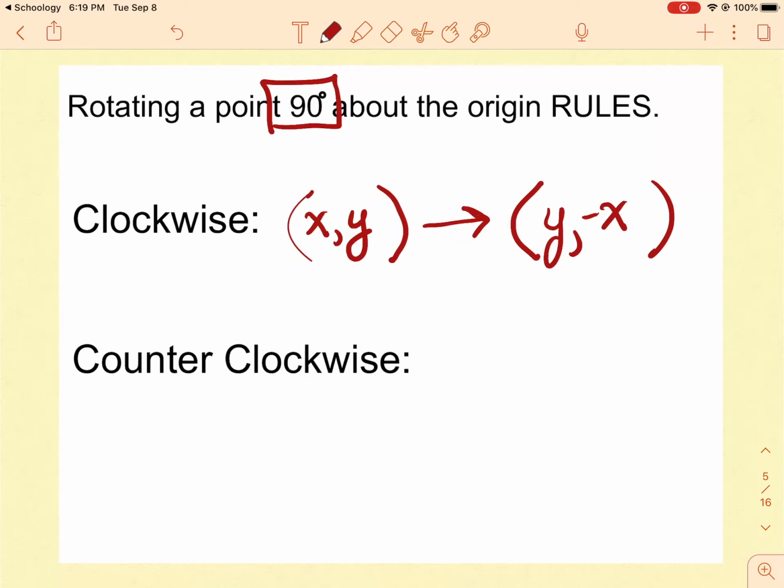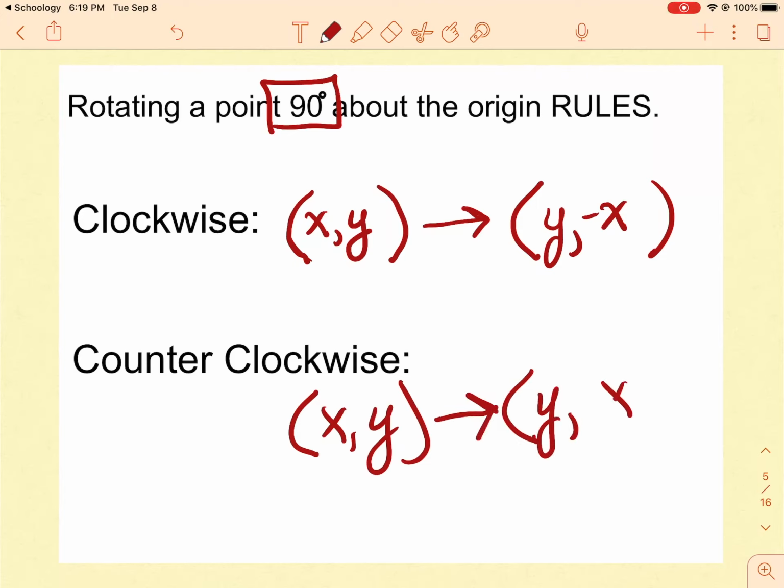When you're going counterclockwise, the rule says you switch your y and x, but now you're taking the opposite of y. So those are just two rules that you would want to memorize to know what's happening to those if you're going 90 degrees about the origin. If it's about another point, you can't do it that way. So let's take a look at some more examples.